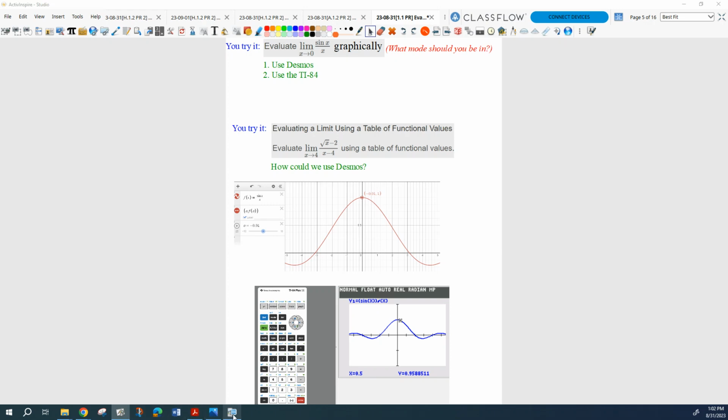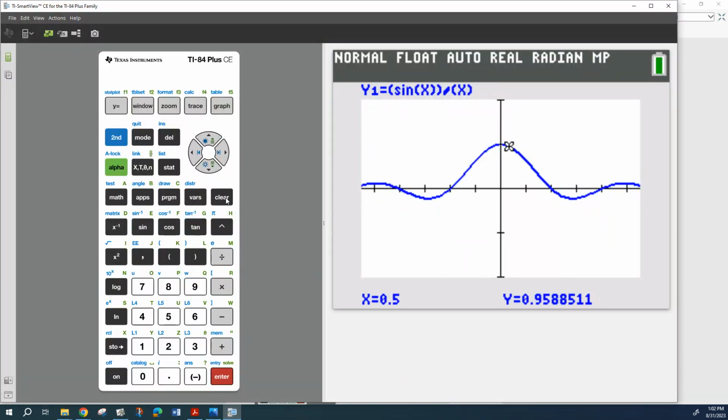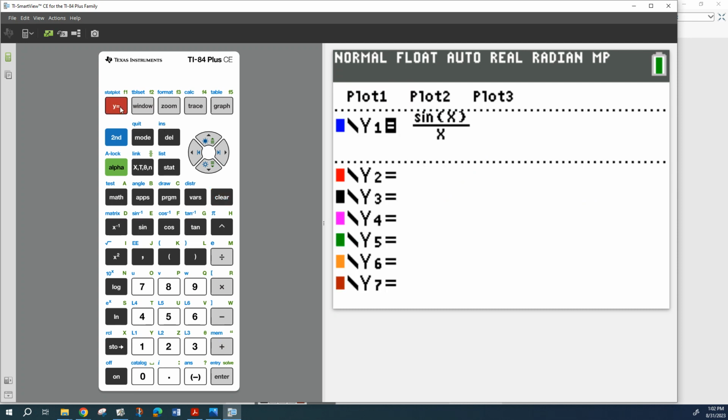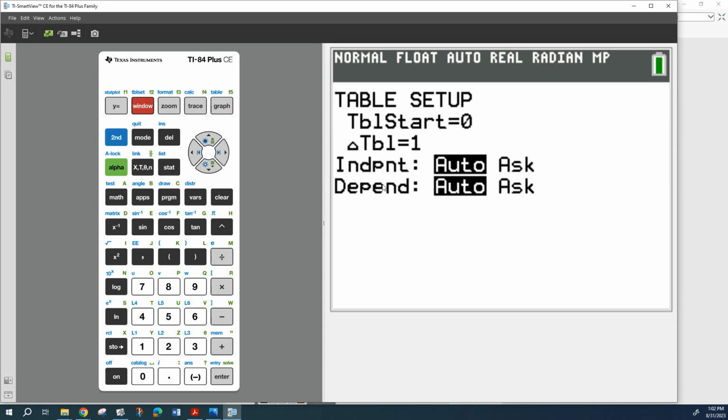Okay, now this one I'm going to have to think about a little bit. I haven't done this in a while. So we're going to clear, and we're going to go up to, let's see. So I'm going to go to table set. I'm going to go second, F2. So I want my table to start at, let's go at negative 0.1.